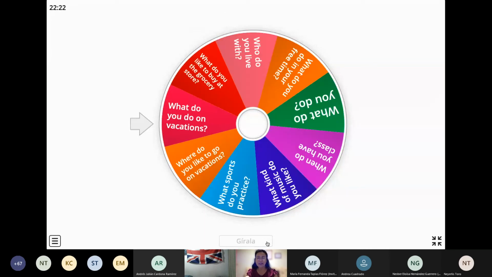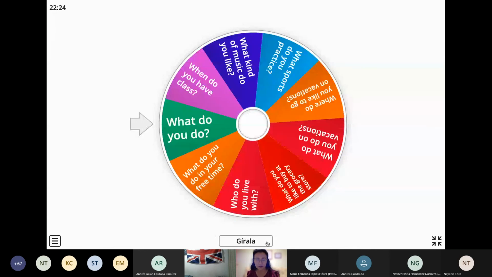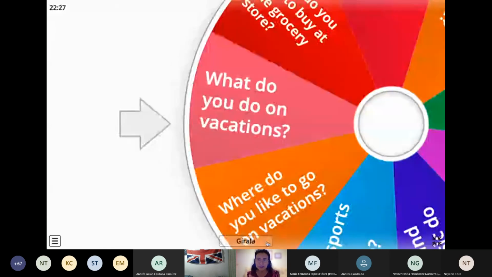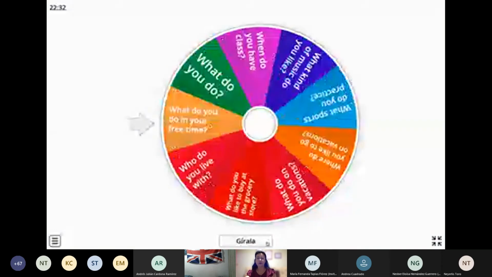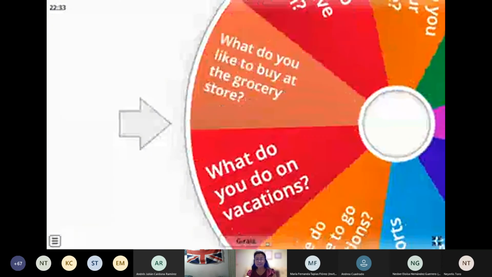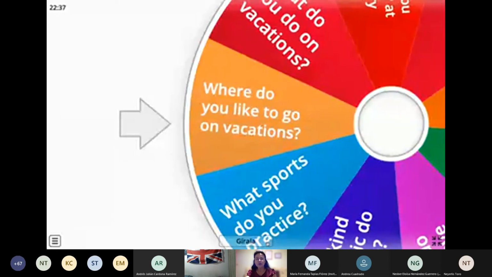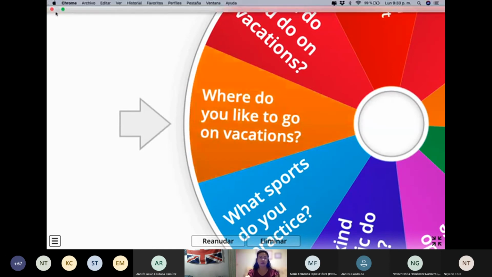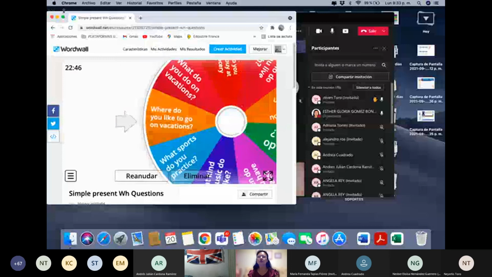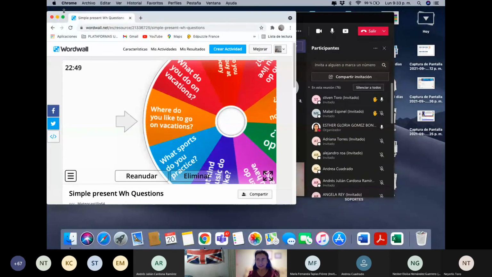The next question is for everybody. Remember, if you haven't participated, it's time to participate, okay? So, the question is, where do you like to go on vacations? Where do you like to go on vacations? Do you like to go to other cities or do you like to travel to other countries? Mabel Espinel, where do you like to go on vacations?